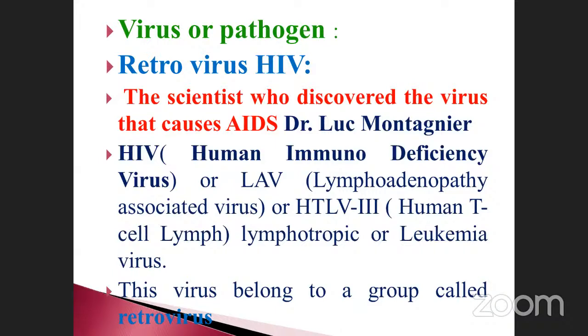Who discovered it, already? The related viruses are lymphadenopathy associated virus, and also human T lymphotropic and leukemia viruses. These are all related to the retrovirus category. Why is it called a retrovirus? I have already told you. What is the structure? What will be the internal part, or what will be the outer part? We already discussed, isn't it?